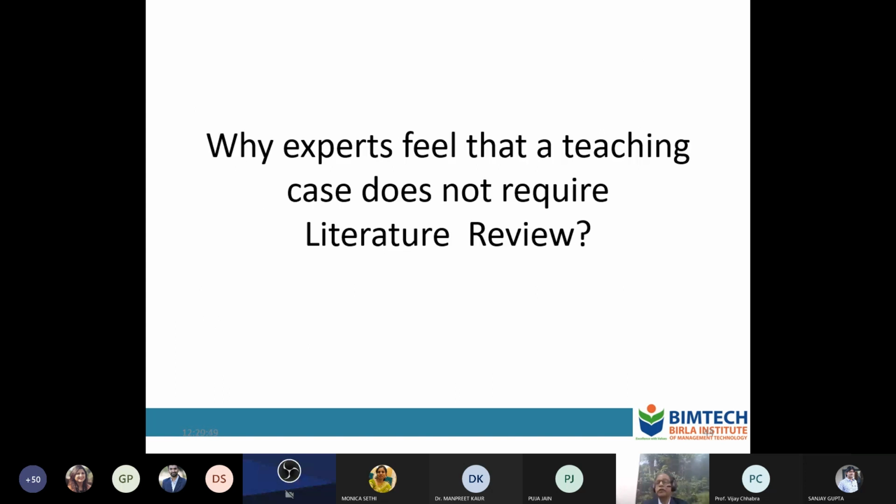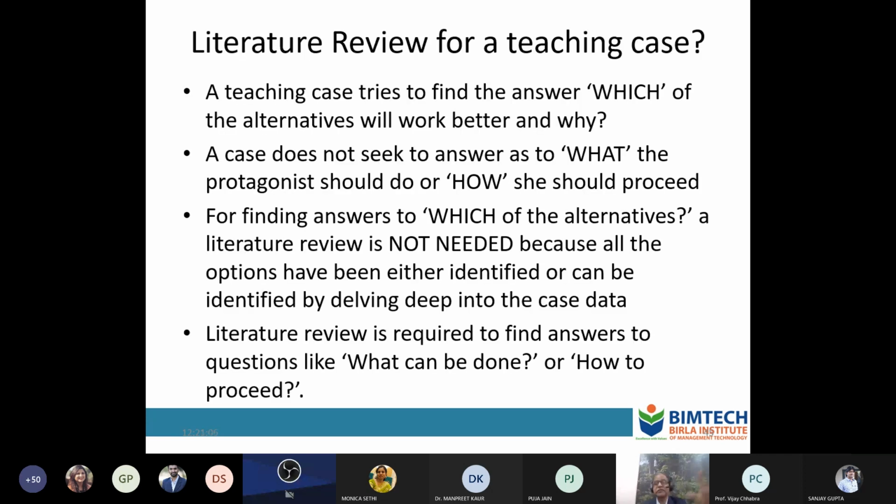Why is a literature review not required in a teaching case? Don't write a teaching case with a literature review section. It is not required because the question asked is which of the alternatives will work better. That is a teaching case, because the approach is not to bring in new knowledge, not to make students in class aware of something more, which is beyond the case text. That is not the purpose. Purpose is to help them decide, help them identify the problem. You have already given the alternatives to solve the problem. So your question is which of these, and how will you replicate it in some other area, some other situation? That is the question. So what and how are not required. So what and how would require a literature review, so literature review is not required.